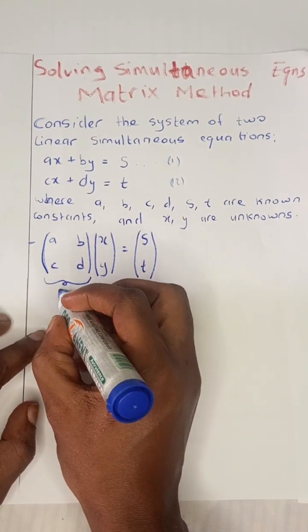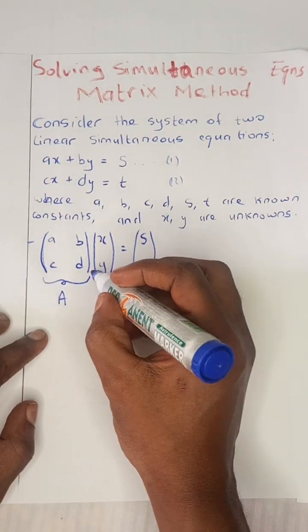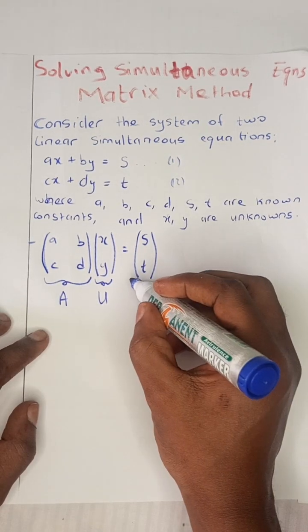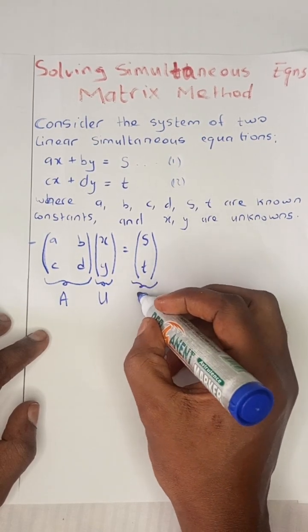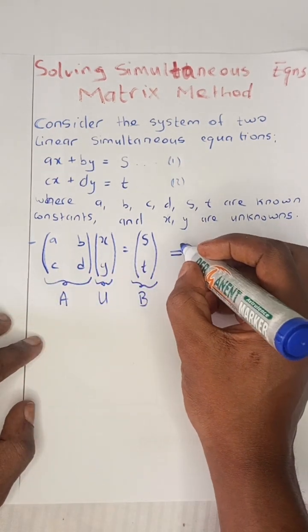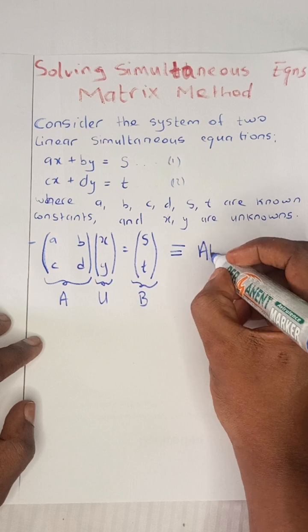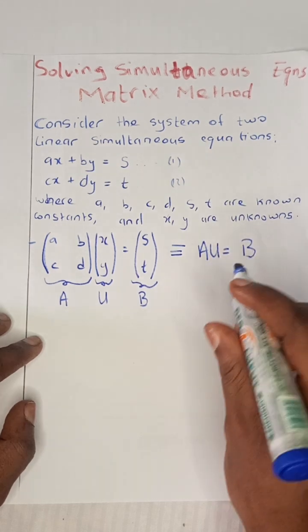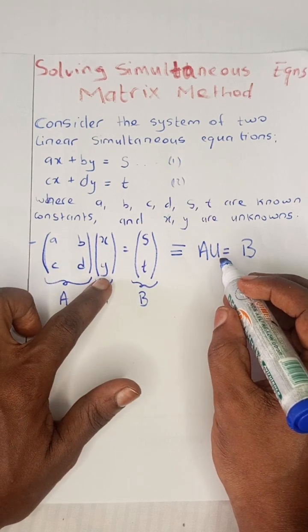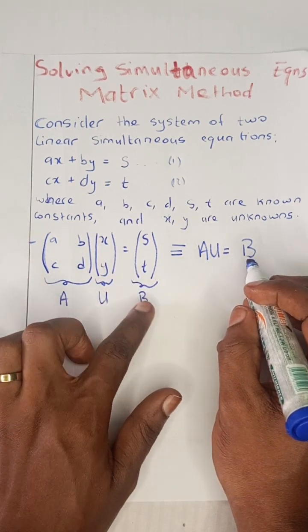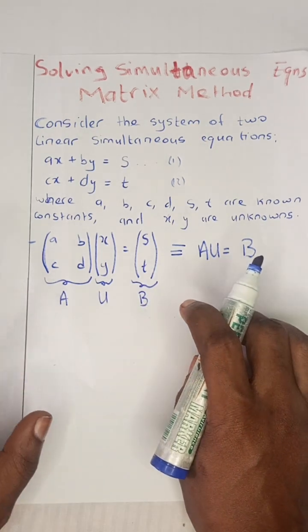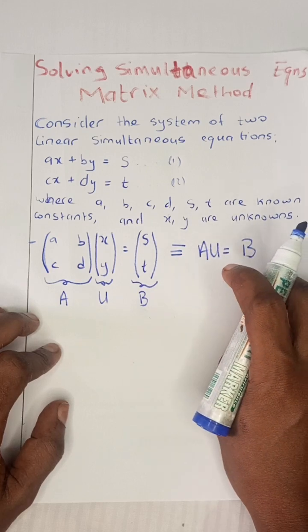Let us call this matrix A. Let's call this matrix U for the unknowns, and let's call this B. So in matrix form, our system can be written as AU equals B, where A is the matrix of coefficients, U is the matrix of unknowns, and B is the matrix of the right-hand side of our system.